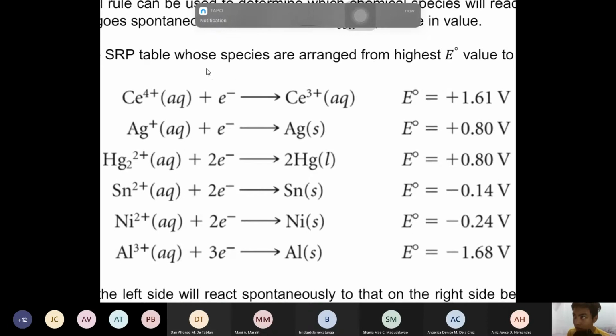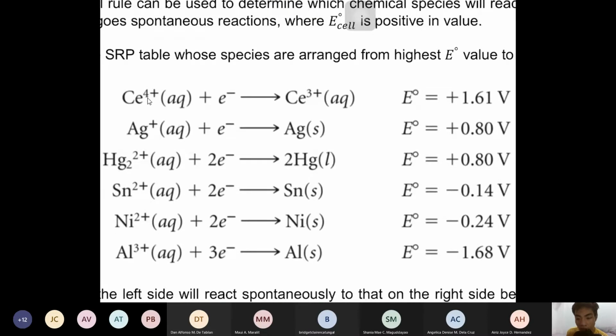Itong cerium 4+, this can react spontaneously with silver. This also can react spontaneously with mercury, tin, nickel, and aluminum. So, kapag ito ang iyong reduction, itong mga ito yung mga pwede mong anode, or ito yung mga pwede mo i-oxidize. So, this will react with this to form the products.